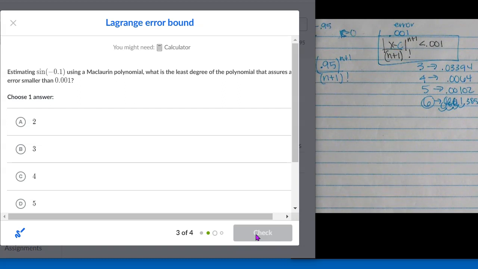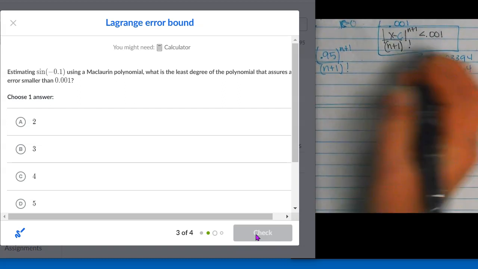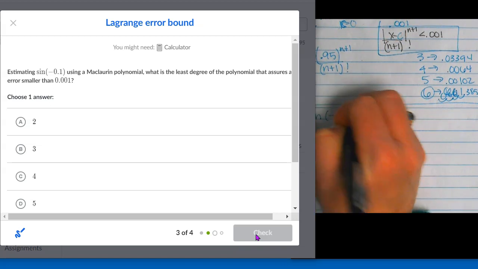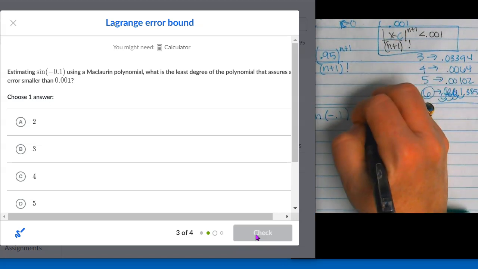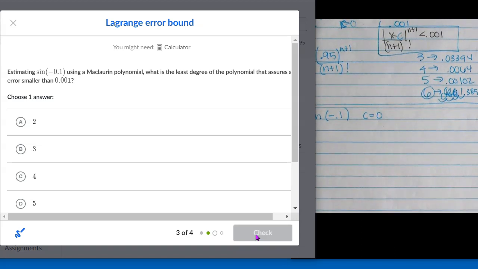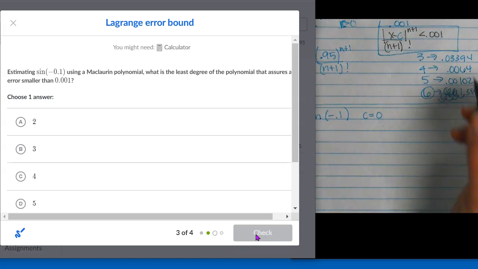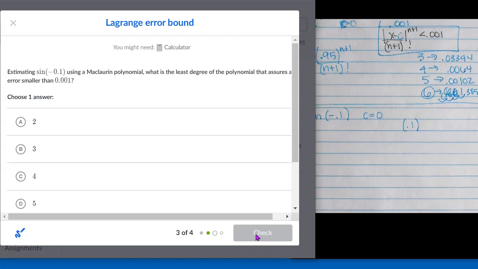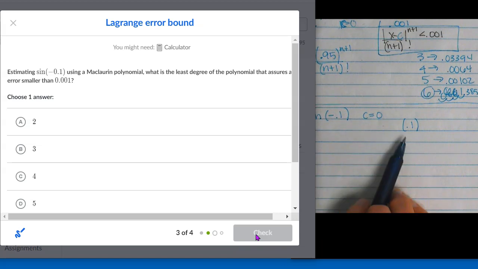Okay, so now we have example 2. We have sine of negative 0.1. Also Maclaurin, so the center equals 0. So 0 subtract negative 0.1 is 0.1. I don't have to do that, I just know that it's that difference anyway. But it's the absolute value, so no matter how you calculate it, it's going to be that. So it doesn't matter that it's sine, you just use that term.